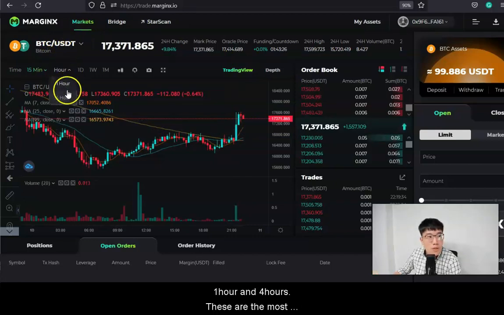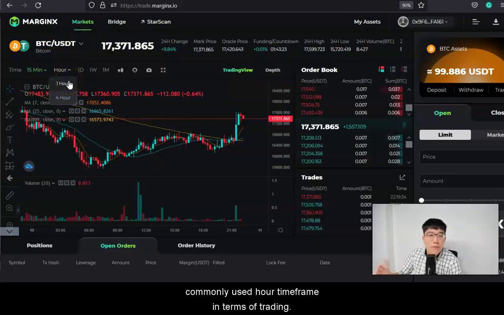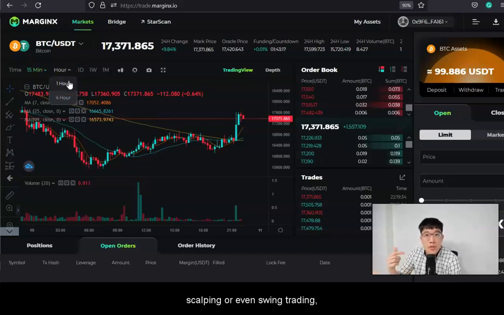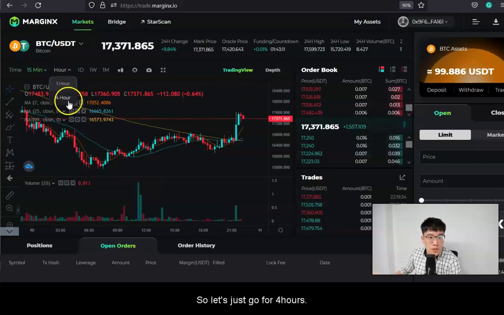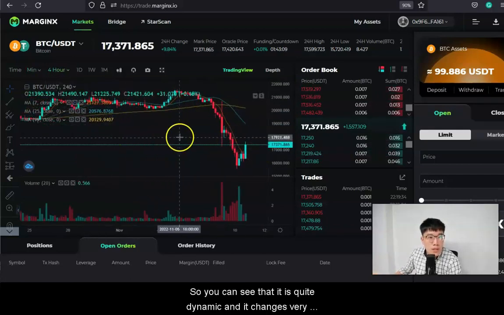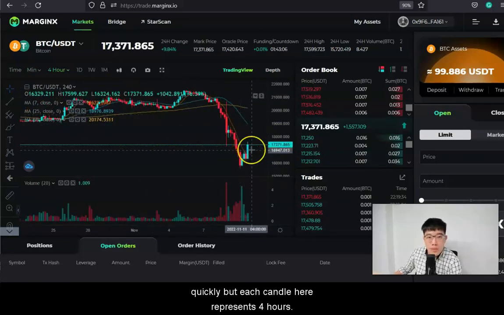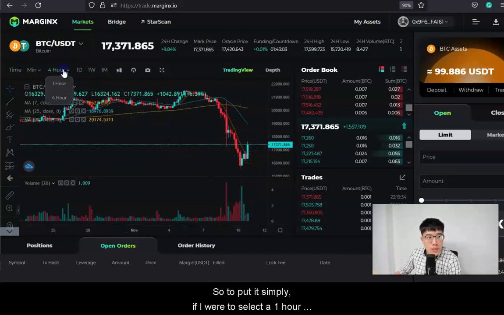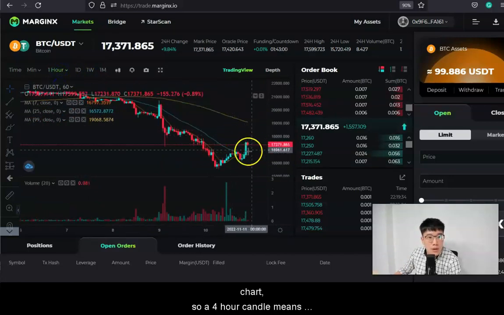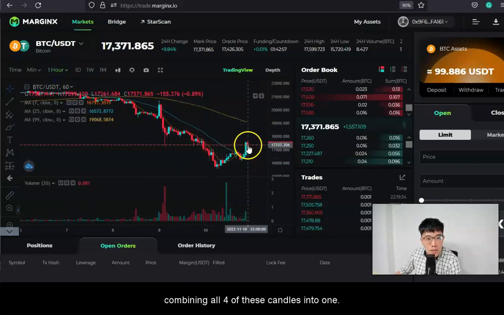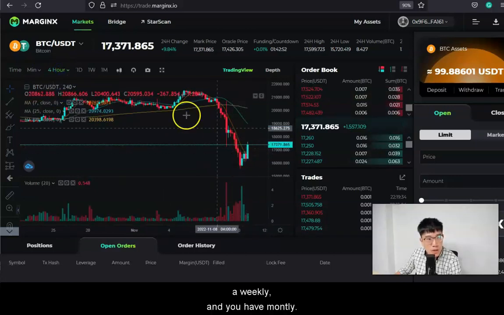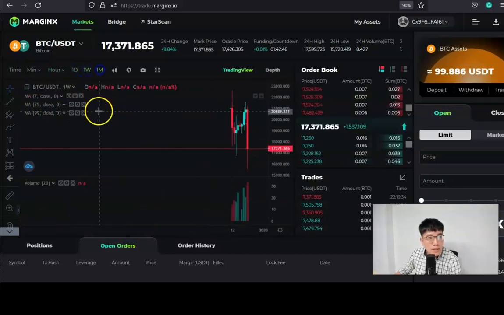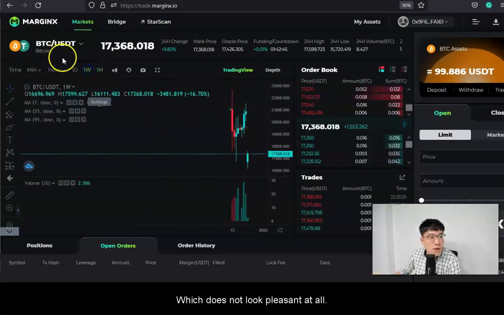Okay, so right here you can also see hourly. Now 1 hour and 4 hours are the most commonly used hour time frames in terms of trading. I won't go into detail about day trading, scalping, or even swing trading, but these are the hourly candles that we usually use. So let's go for example with 4 hours. You can see that it's quite dynamic and changes very quickly, but each candle here represents 4 hours. To put it simply, if I were to select a 1 hour candle chart, then 4 hours basically means combining 4 of these candles into one. Therefore you get this candle here. Of course you have a daily, a weekly, and a monthly, which doesn't look pleasant at all.